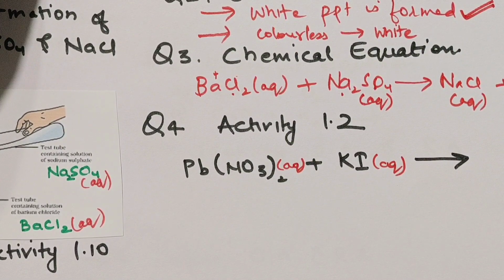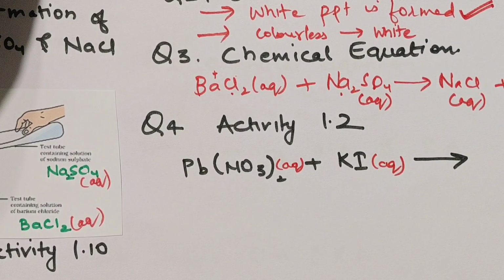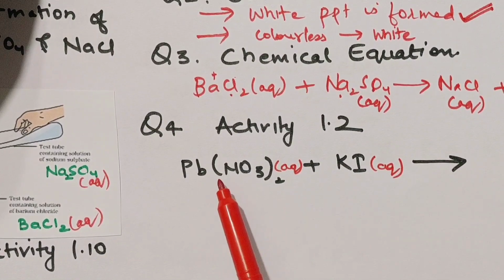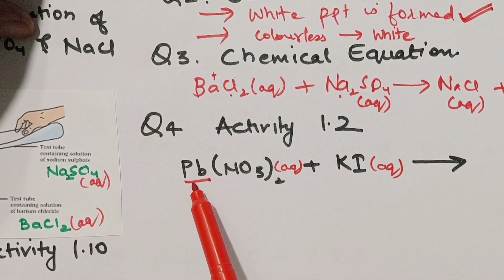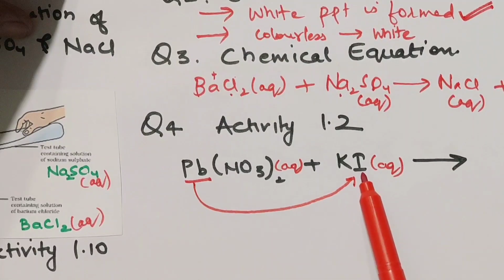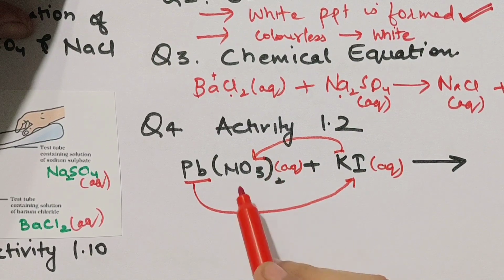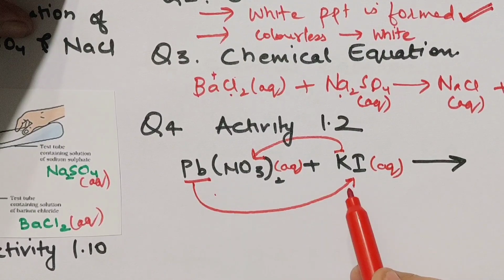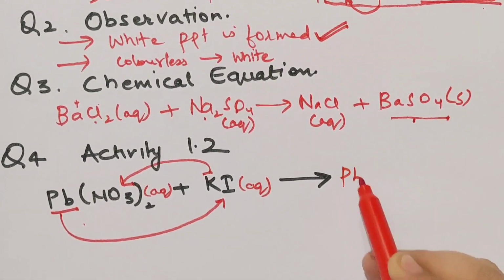Now, I said that there are 11 activities and we would be discussing one here and one later. So the time has come. Now we'll be discussing activity 1.2. Now here also a double displacement is taking place. Lead, that means the cation, would combine with the anion of the other salt, and the cation here would combine with the anion here. Okay, so this activity had this as a colorless solution, this one also a colorless solution, but when they combined, it formed lead iodide.